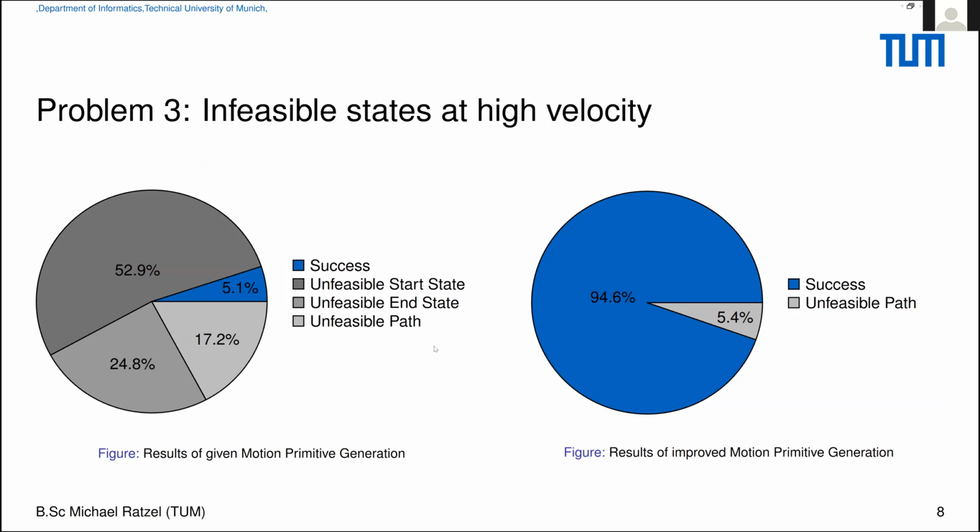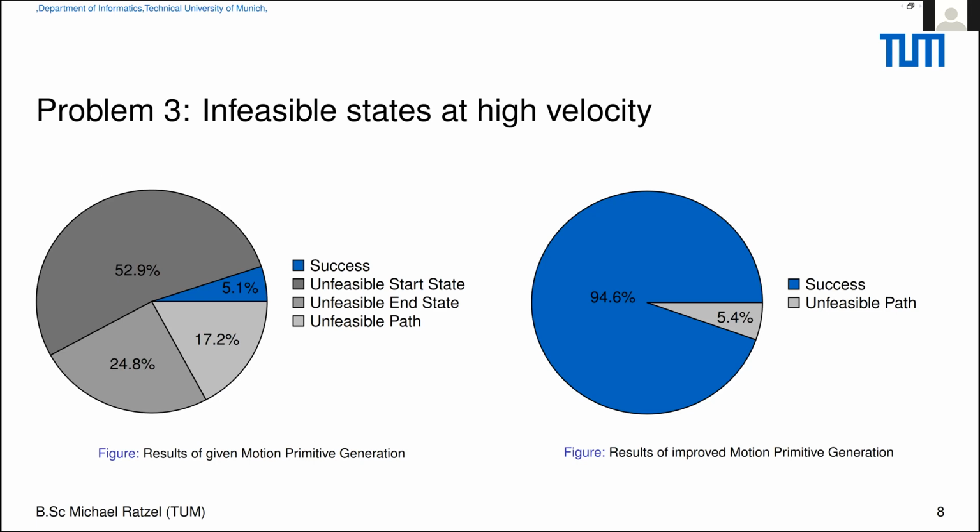So with this, we were able to reduce these errors of unfeasible paths from 70.2% on average to 5.4%. But another problem was that the motion or trajectory generator tried to generate trajectories for unfeasible start and end states. For example, driving at full velocity with full steering angle, the car is just not capable of doing that.